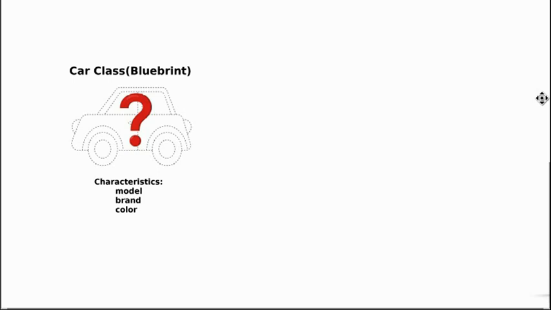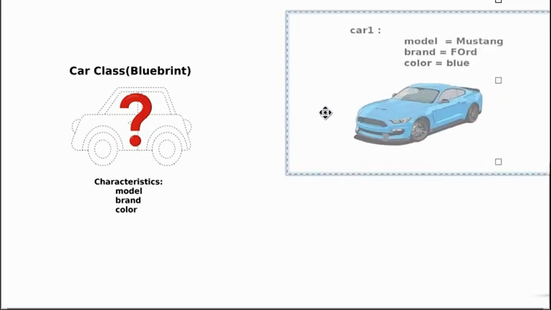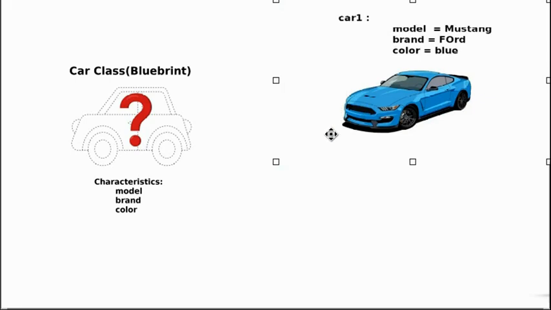So what we'll do is create a car based on the template, based on the blueprint of the car. We can come and create the Ford car, based on the blueprint of the car. We're looking at the characteristics: the model, the brand, and the color. When we actually make an object, this is where we define it. Its model will be Mustang, the brand is going to be Ford, and the color is going to be blue. Now we actually have an object of the car.